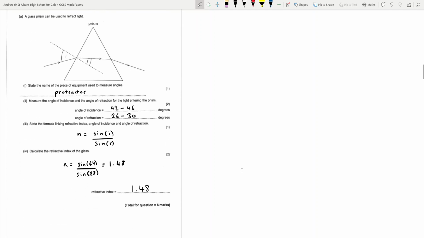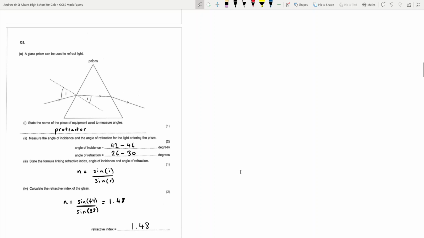Okay, so a glass prism can be used to refract light. State the name of the piece of equipment you have. It's a protractor, which we know because a lot of you come asking for them before your maths exams. Then you measure the angle of incidence and the angle of refraction with your protractor. They give you a fairly large amount of leeway. I measured about 44 and 28. That's the measurement I'm using going forward in this one. But they allow anything from 42 to 46, so a couple of degrees either side is perfectly fine.